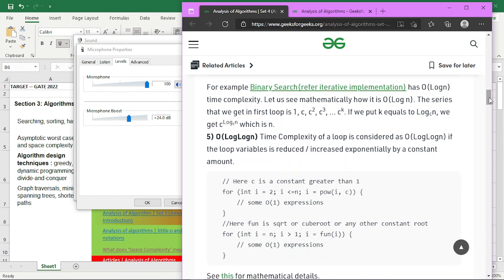Now coming to the order of log log n, sorry, log n is a different thing, log of log n. Here log of log n will be there when we increment our iterator i with any power c, or we consider a function where it can be a cube root or square root. In such a case, order of log log n will be the time complexity.